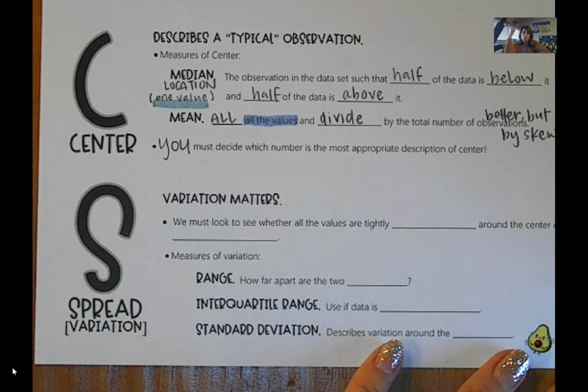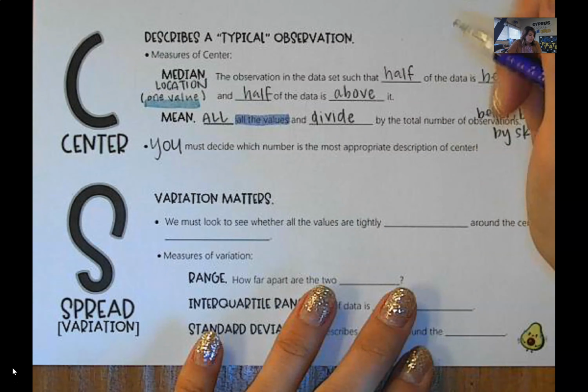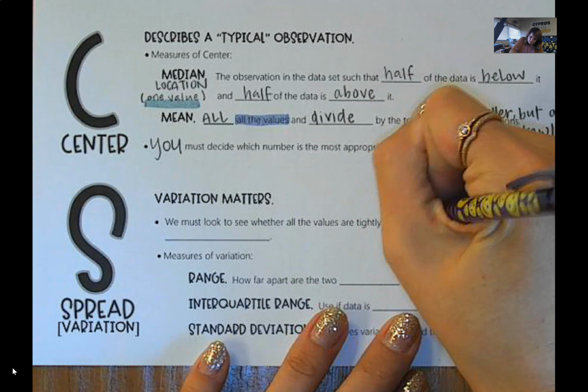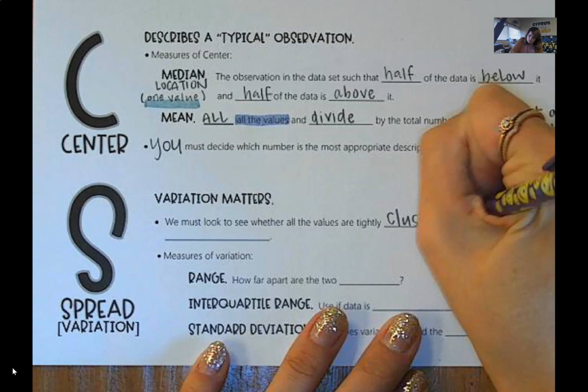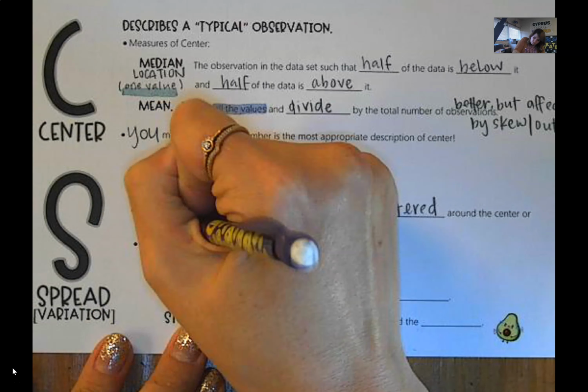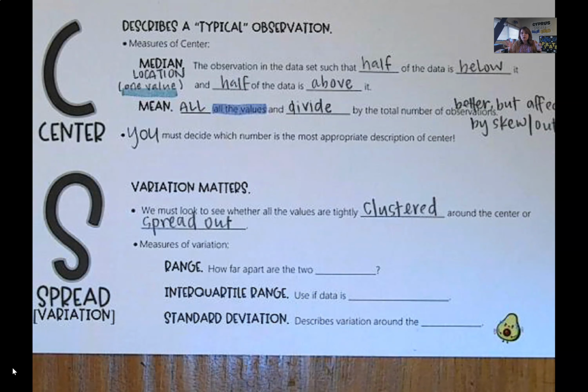It actually matters quite a bit. So we must look to see whether all the values are tightly clustered around the center or spread out. So we must look to see whether the values are all clustered in the same area or whether they are much more spread out.